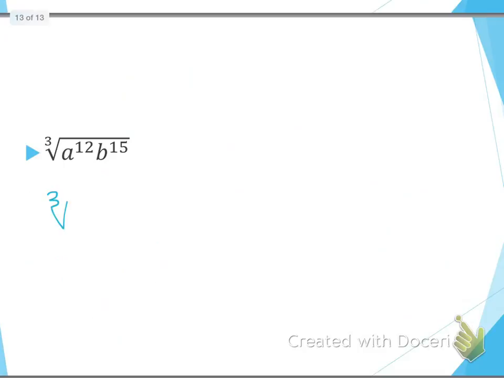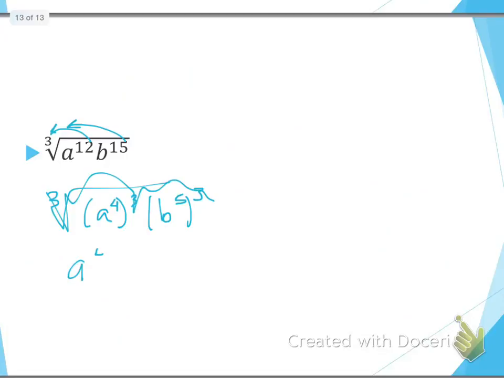Here, last one, cubed. So what times 3 gets me 12? Well, that's 4. Or you could do 12 divided by 3. What times 3 gets me 15? It's 5. Or you could do 15 divided by 3 to get 5. The cube root cancels out the 3's, so now I have a to the 4th, b to the 5th. If it's odd, I keep my answer as is. So my answer is going to be that.